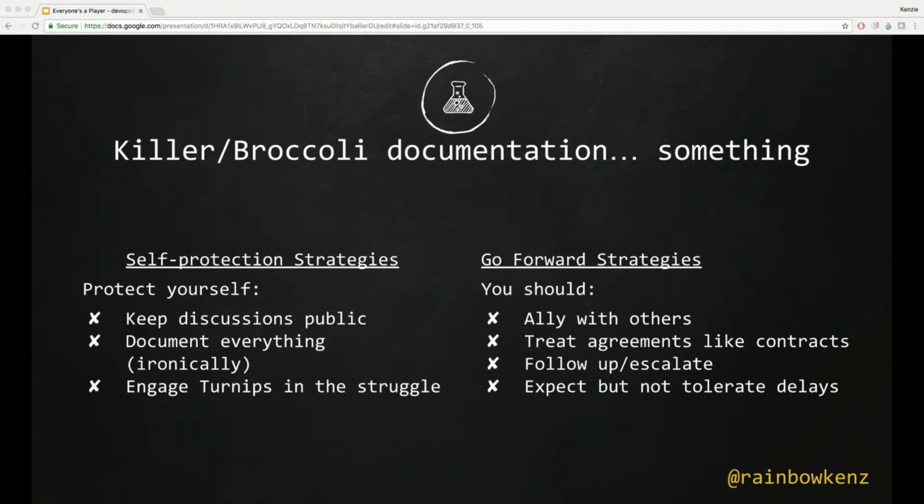Follow up in writing and in public on commitments they have made and expect accountability, escalate when necessary. Privately expect delays and power plays, but don't tolerate them. All right, so that's my talk.